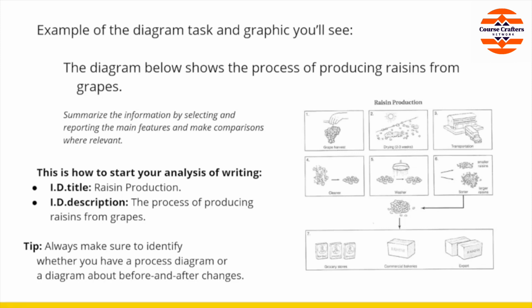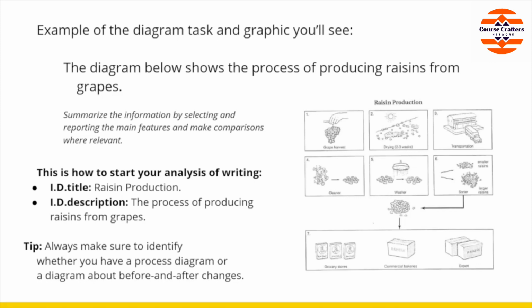And when you read your title and prompt carefully, you understand, it clearly states the diagram below shows the process of producing raisins. So you understand that this is a process. It actually clearly states you have a process diagram and how to make raisins from grapes. And the title says raisin production. So this is your main idea. So now you determined your topic.